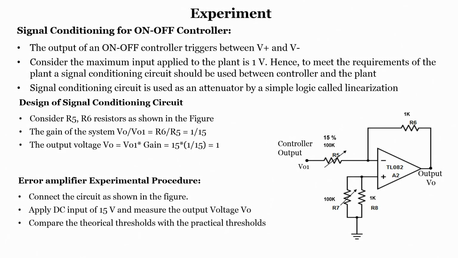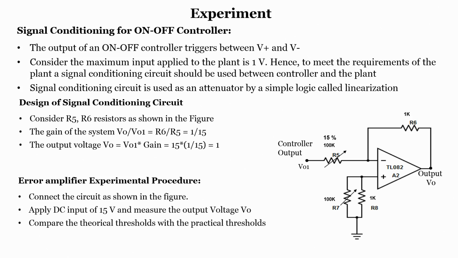First, the output of an on off controller triggers between V plus and V minus. We know that, right, because it is an on and off state. Now, consider the maximum input applied to the plant is 1 volt. So, to meet the requirement of the plant, a signal conditioning circuit should be used between the controller and the plant, we also know that, correct.